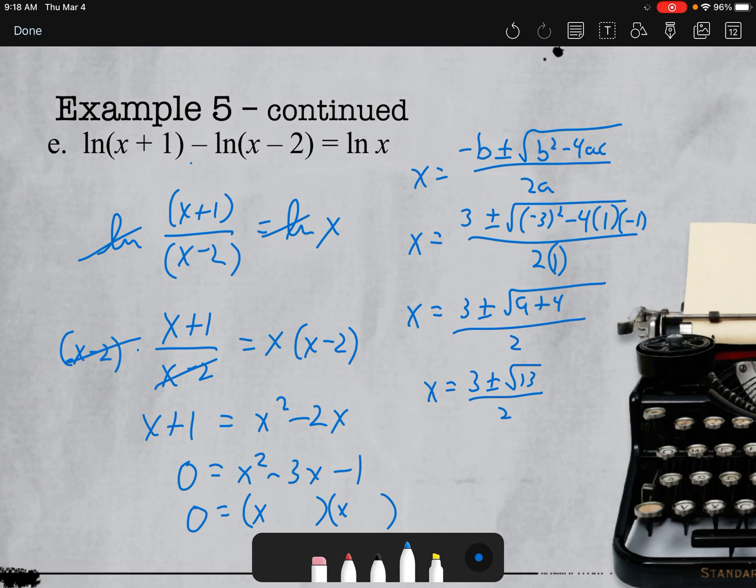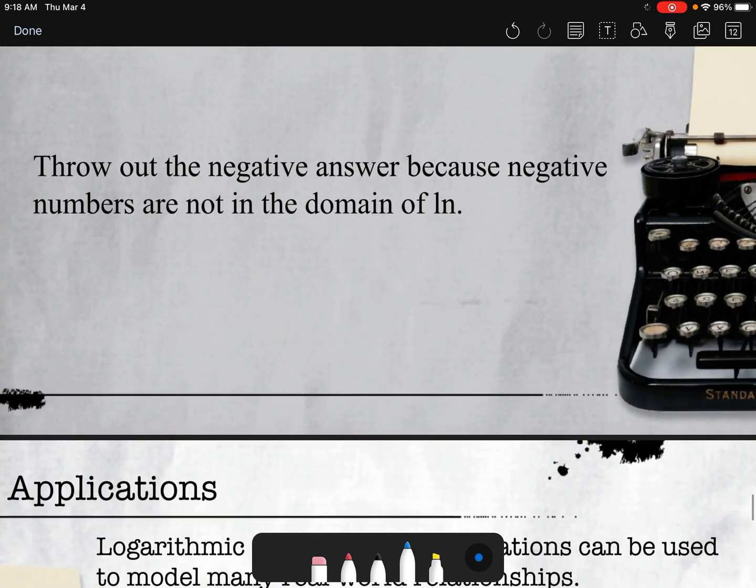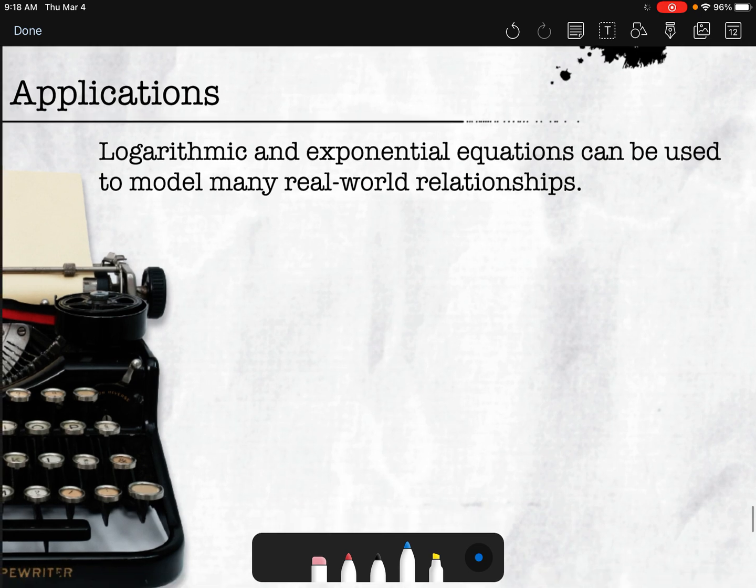Well, there's one solution again that's not going to work. That would be 3 minus radical 13 over 2, because that's going to give me a negative number. So the only answer is 3 plus radical 13 over 2. We don't want many of those, do we? Feel free to pause this at any time.